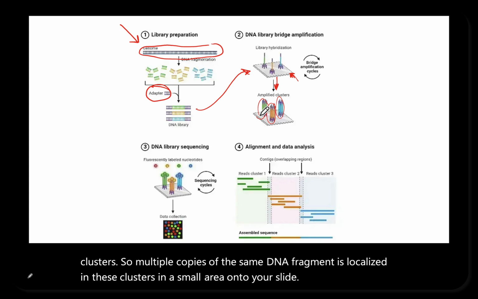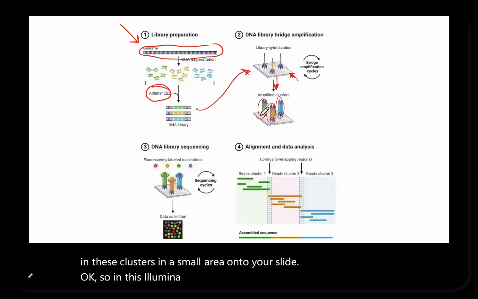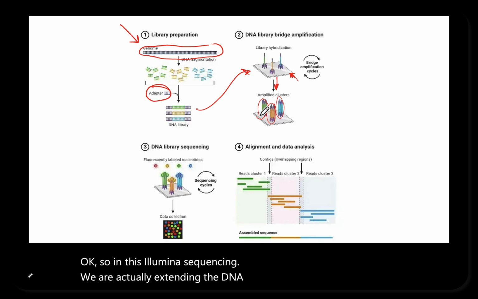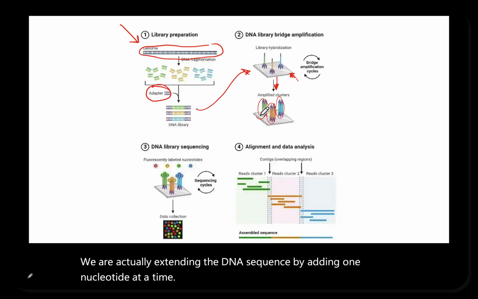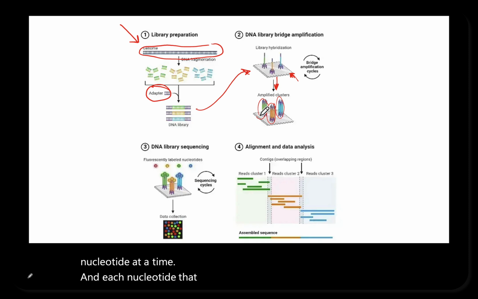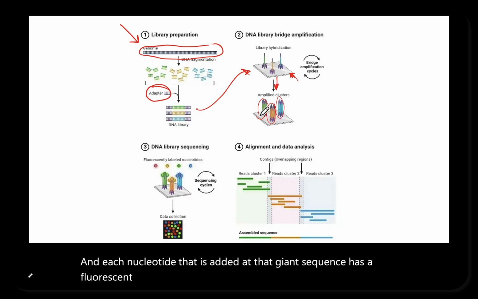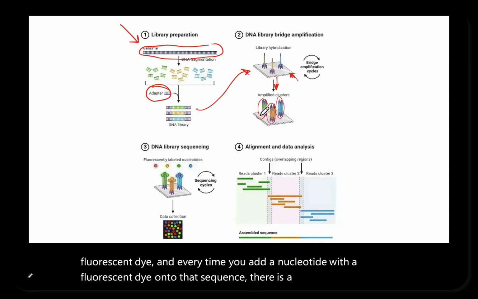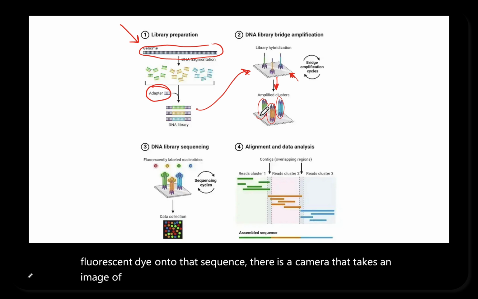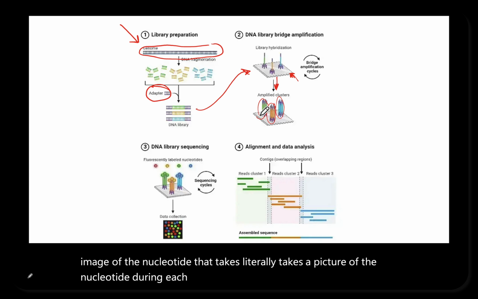So in this Illumina sequencing, we are actually extending the DNA sequence by adding one nucleotide at a time. And each nucleotide that is added to that growing sequence has a fluorescent dye. And every time you add a nucleotide with a fluorescent dye onto that sequence, there is a camera that takes an image of the nucleotide, that literally takes a picture of the nucleotide during each sequencing cycle.